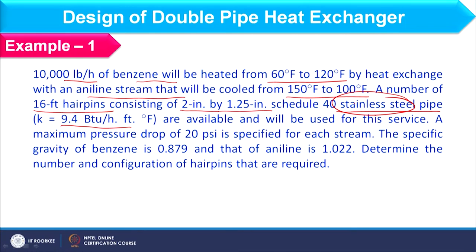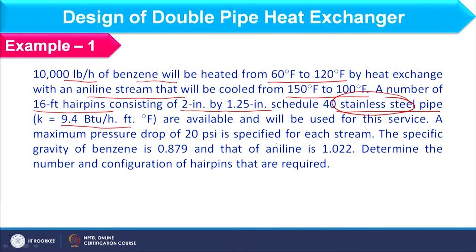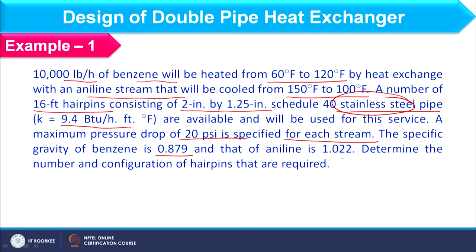So here we have benzene as well as aniline. One among them will flow in the inner pipe and the other will flow in the annular space. So we can consider the combinations of allocation of fluid to the inner pipe or outer pipe. Further, we can have a maximum pressure drop of 20 psi for both streams. So we will calculate the pressure drop of each side, and that should come lesser than 20 psi. The specific gravity of benzene is 0.879 and for aniline it is 1.022, so you can get the density data from the problem itself.